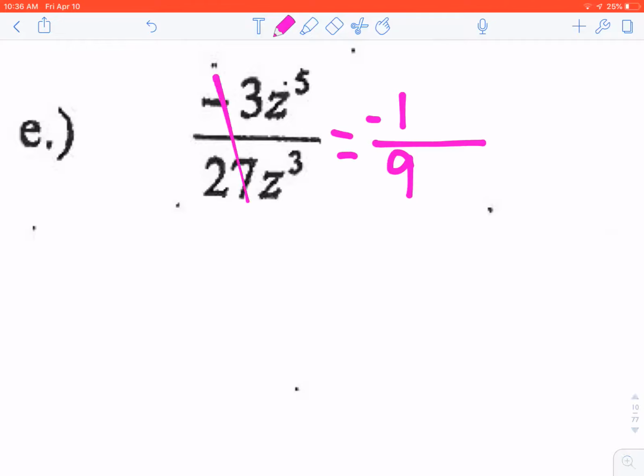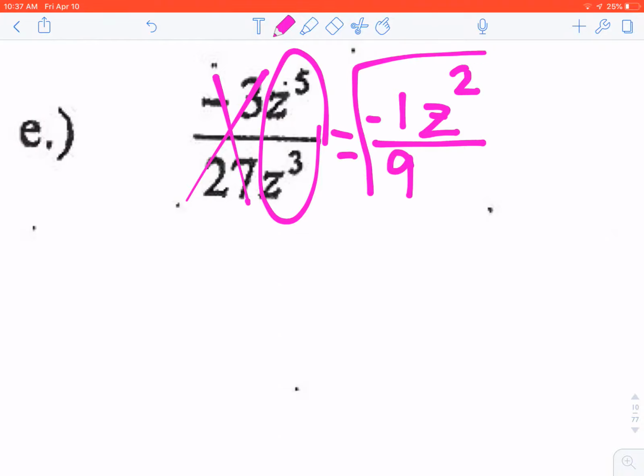All right, so I'm going to cross those off. Do not leave it as a decimal. Looking at your z's, the base is the same, so we're going to rewrite the z on top because that's where our bigger exponent is. 5 minus 3 is 2. So -1 z to the 2nd over 9.